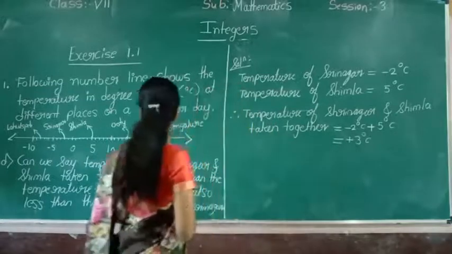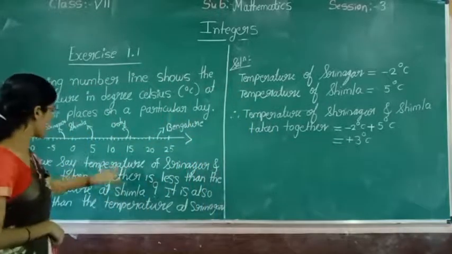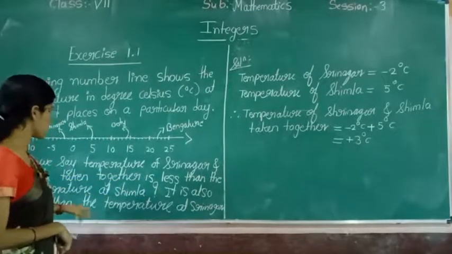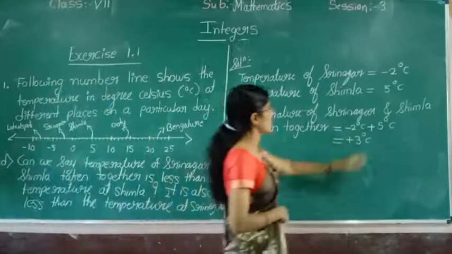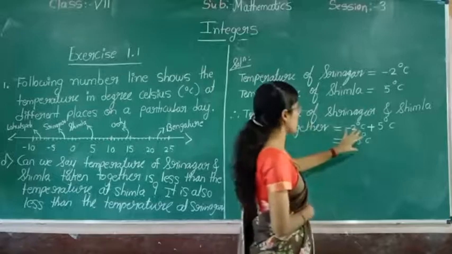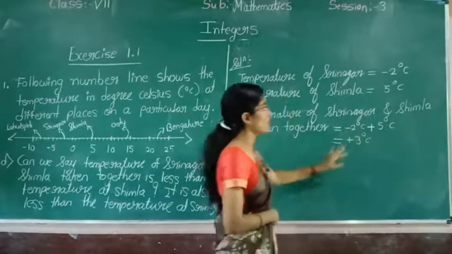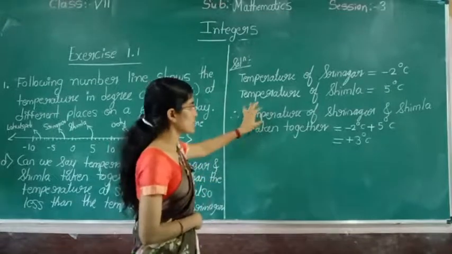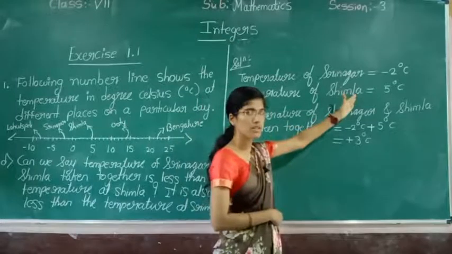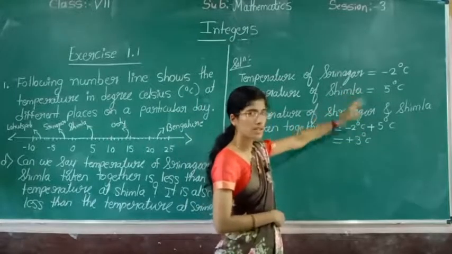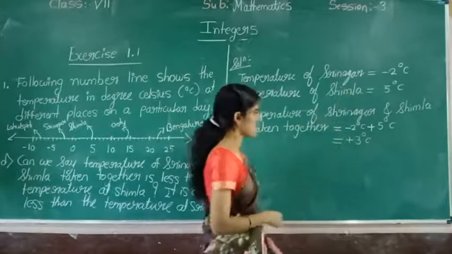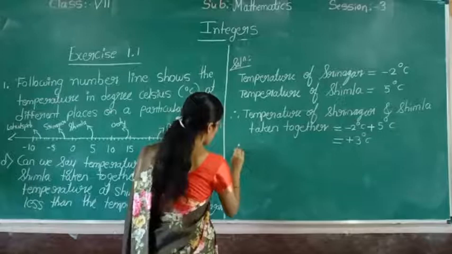Now see here, what they ask the question, can we say temperature of Srinagar and Shimla taken together is less than the temperature of Shimla? See here, here Shimla temperature is there 5 degrees Celsius and here taken together is +3 degrees Celsius. Now see here, if you take temperature of Srinagar and Shimla together, it is less than Shimla. Is this less than Shimla? Yes, 3 degrees Celsius is lesser than 5 degrees Celsius. Yes or no?